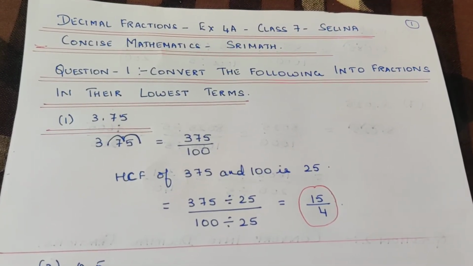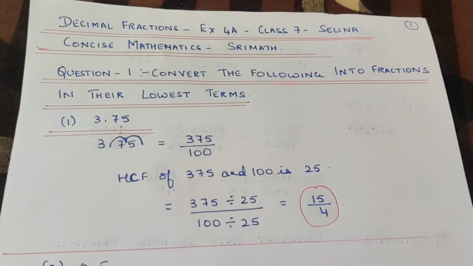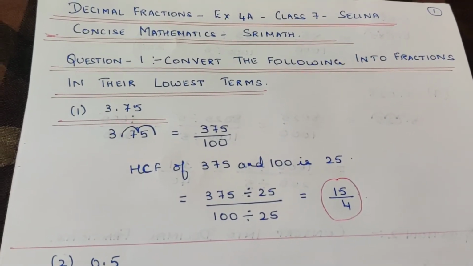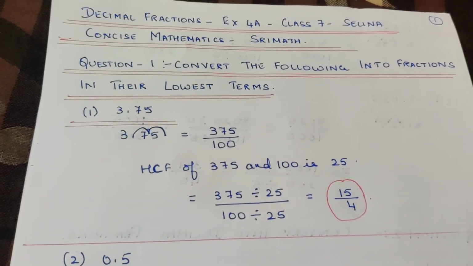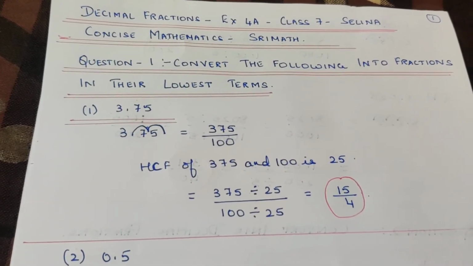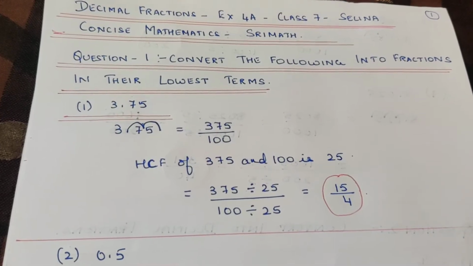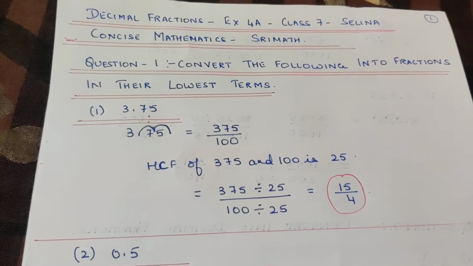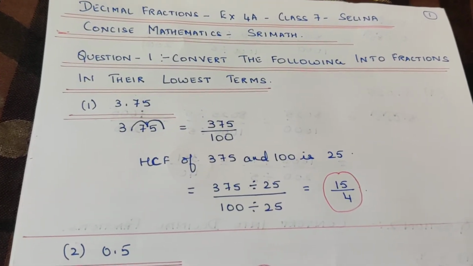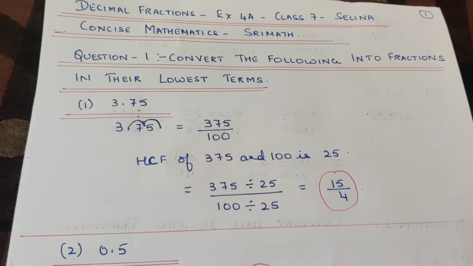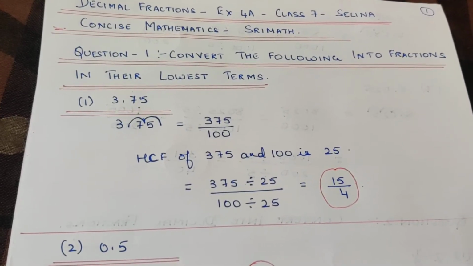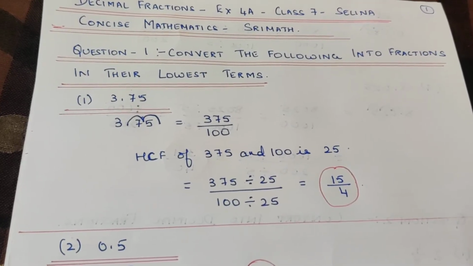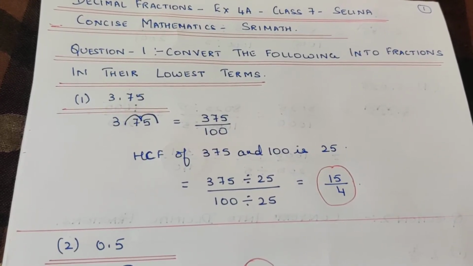Question 1. Convert the following into fractions in their lowest forms. 3.75 has two places after the decimal, so I write 375 by 100, putting two zeros because I'm shifting the point two places to the right. The HCF of 375 and 100 is 25. So I divide the numerator and the denominator by 25: 375 divided by 25 and 100 divided by 25. That becomes 15 by 4.